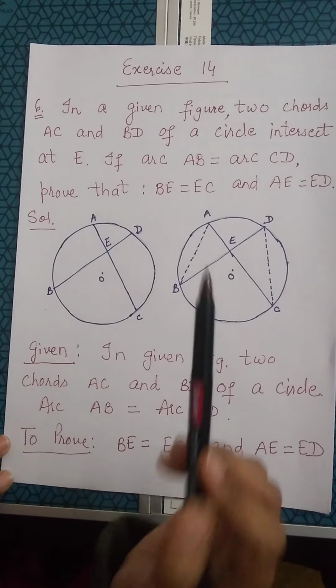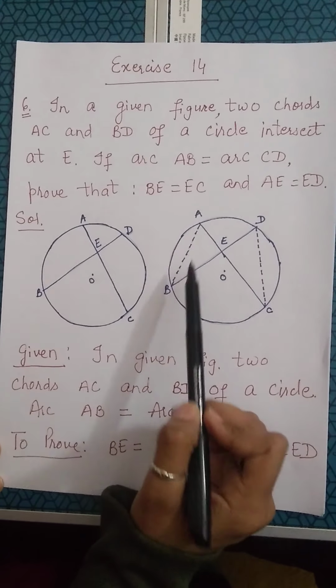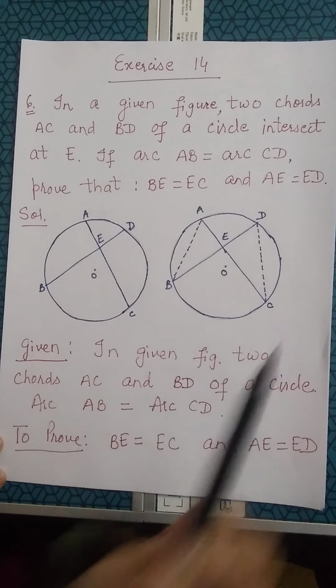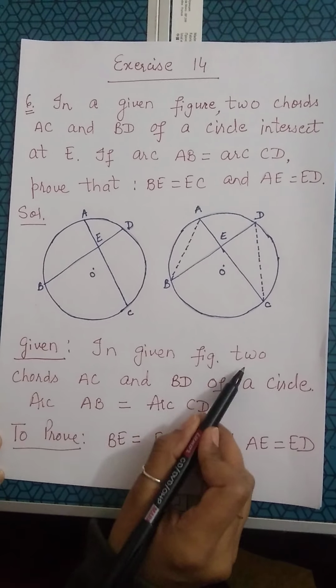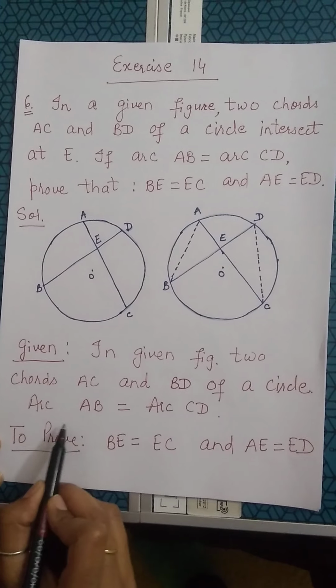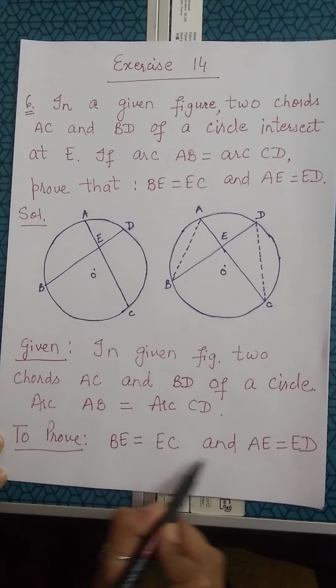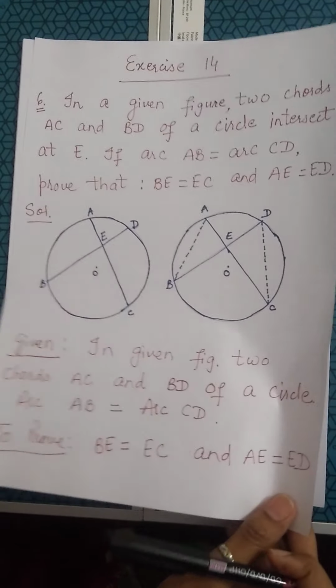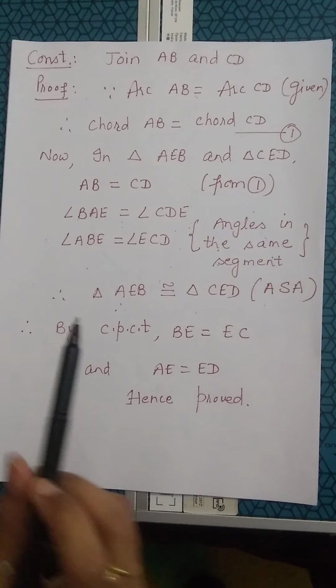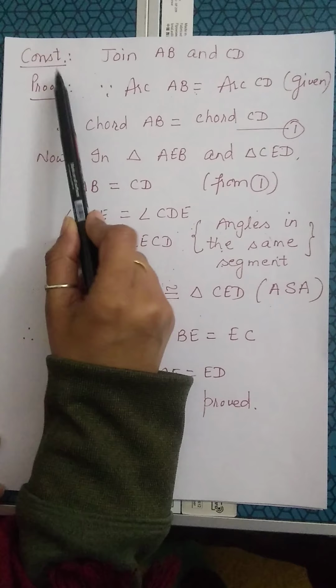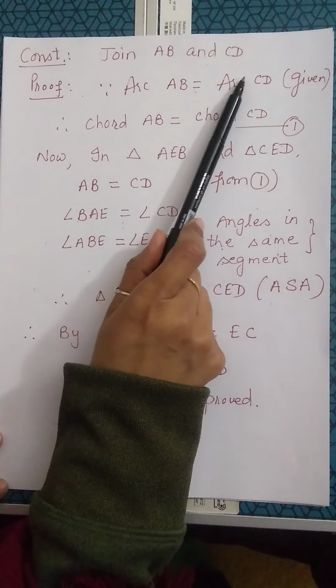Okay, for this we'll be doing a construction. I will be joining AB and DC. Now, given are two chords AC and BD of a circle where arc AB is equal to arc CD. To prove: BE is equal to EC and AE is equal to ED. As we have discussed, for the construction we'll be joining AB and CD.